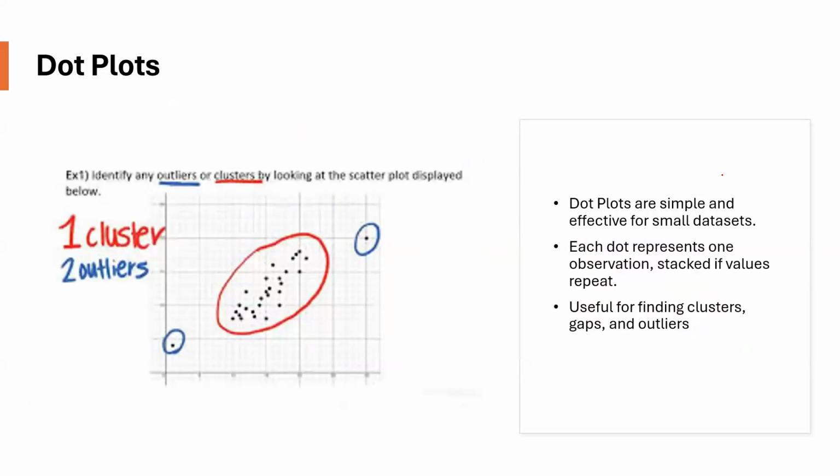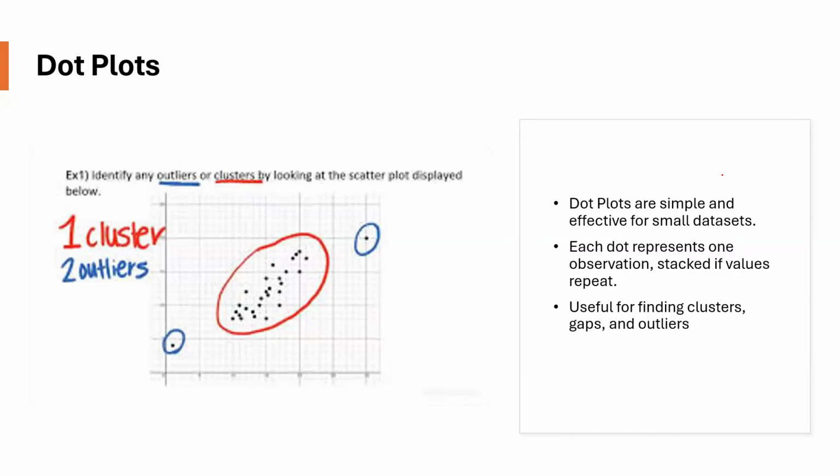Dot plots are simple but powerful. They're great for small data sets and offer a clear visual of the actual values. Each dot represents one data point. And if multiple data points have the same value, the dots are stacked. To interpret a dot plot, look for clusters or areas where many dots are stacked or bunched together. These represent values that appear frequently.